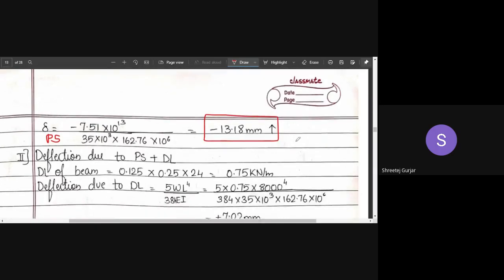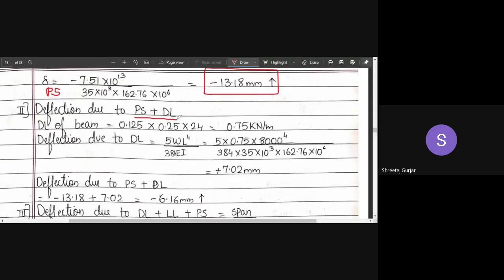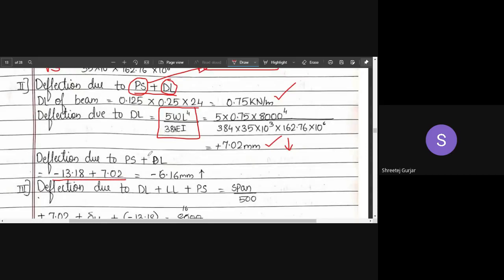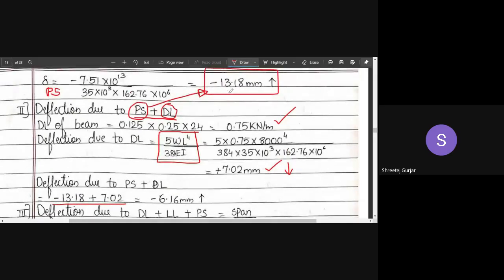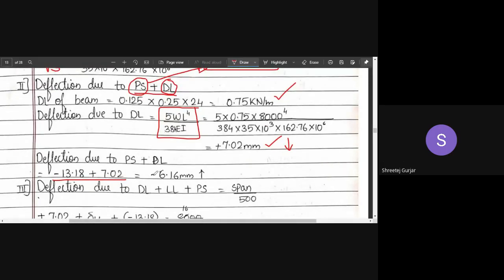The second case is deflection due to pre-stress plus dead load. Pre-stress we have already calculated. Now we have to calculate deflection due to dead load. For that we need the self-weight. Self-weight we have calculated, then we have substituted in the deflection formula. We have got the deflection due to dead load as plus 7.02, that is downward. So the total deflection due to pre-stress and dead load will be the algebraic sum of both of them. So it is minus 13.18, that is due to pre-stress, plus 7.02. So it is coming to be negative, so it is upward deflection.